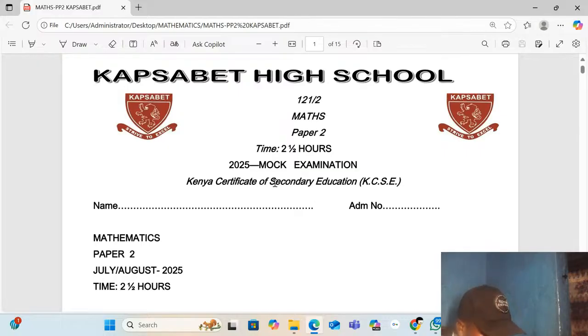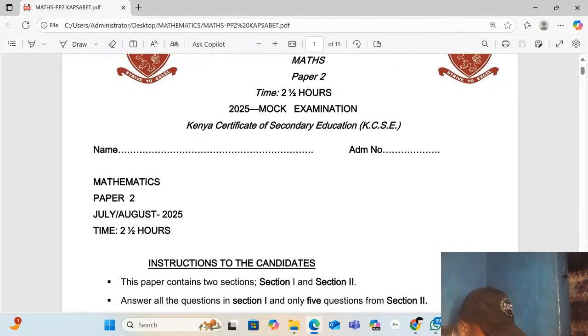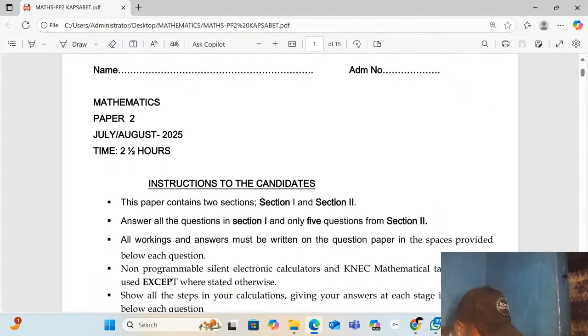Welcome to today's revision paper. As you can see, it is a Kapsabet Boys High School Mathematics Paper 2. So we are going to tackle section number 1. Section 1.